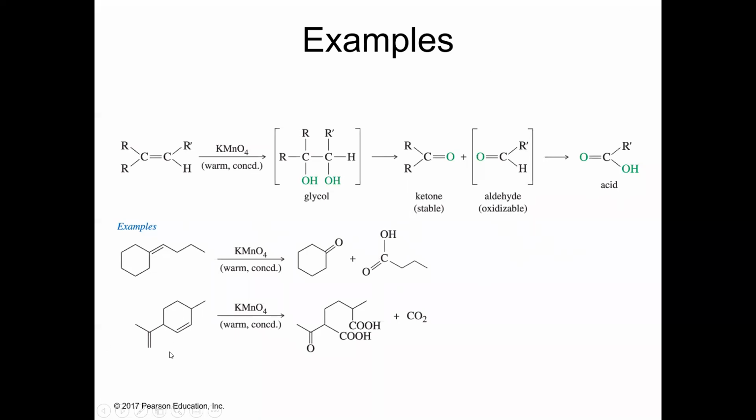In this one we have two H's, so we split this double bond, we split this double bond. The single carbon becomes CO2. We split this, since we have two H's, both of those carbons end up becoming carboxylic acids.